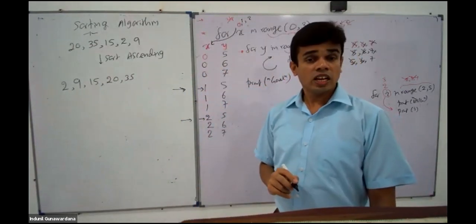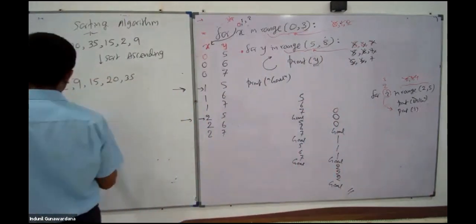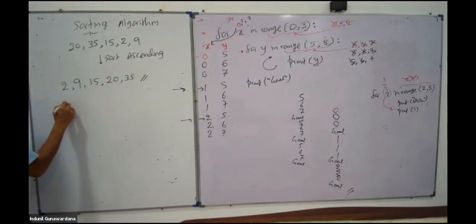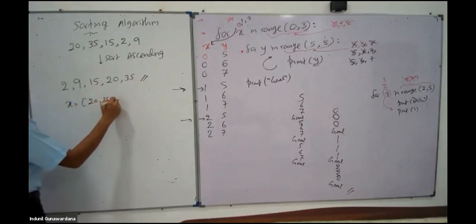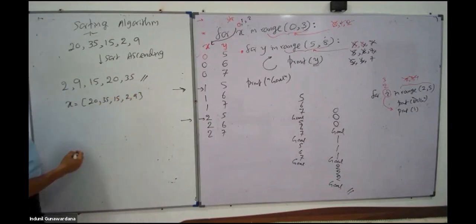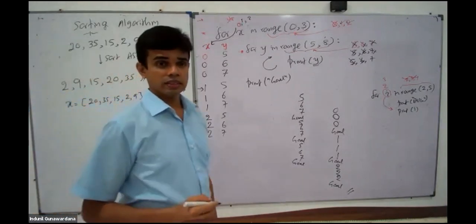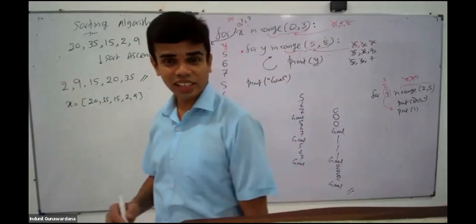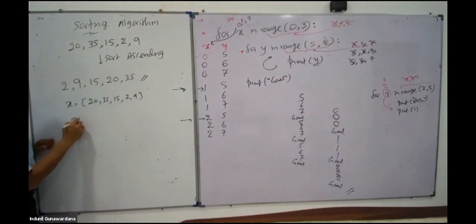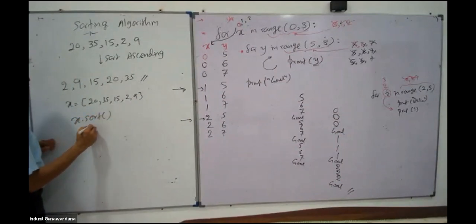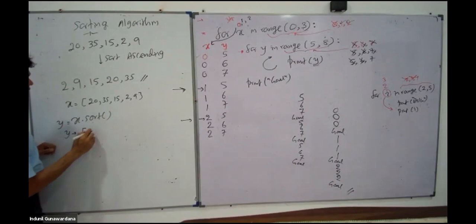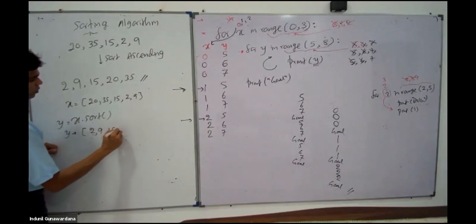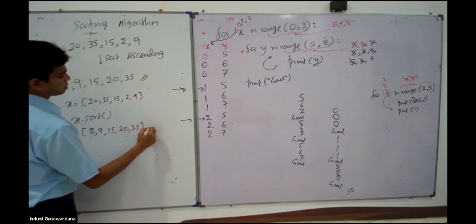Now, can you remember that when you have a list, as I said, x equals a list of 20, 35, 15, 2, 9. Can you sort them easily? Yes. That is going to be x dot sort. This will create y. Now y would be a list where they are arranged in order: 2, 9, 15, 20, 35. So it gets sorted.